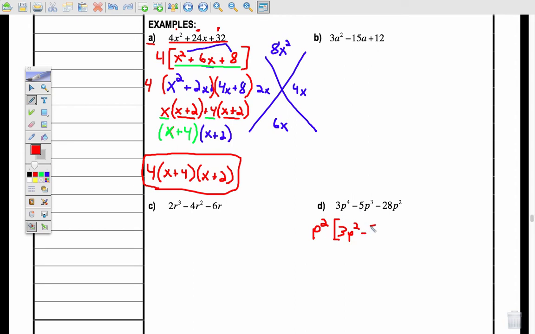Minus, this is 5, and then this is p to the 3rd, this is p squared, so we need another p. Minus 28 p squared, so it's just 28. All right, so this is what we'll work with.